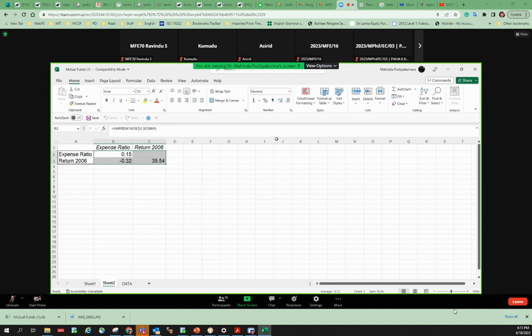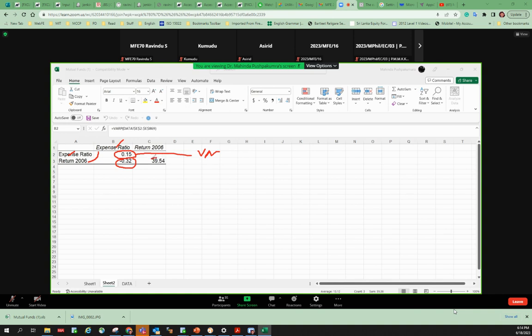This is what we call the covariance matrix. You should know how to interpret or how to read this table. Now here you can say expense ratio. Then this value is not covariance. This is variance. Variance of expense ratio. This value is the covariance of return and expense ratio.